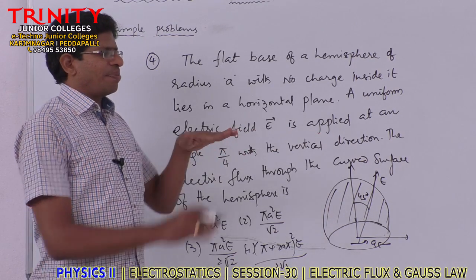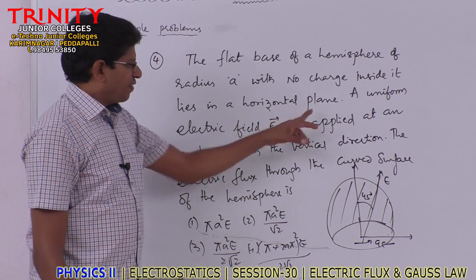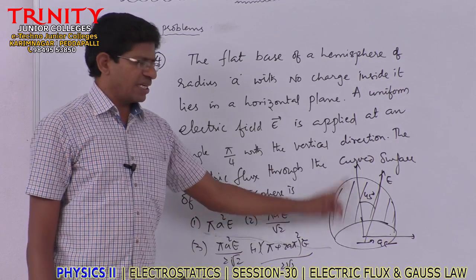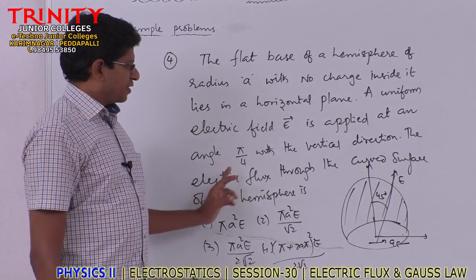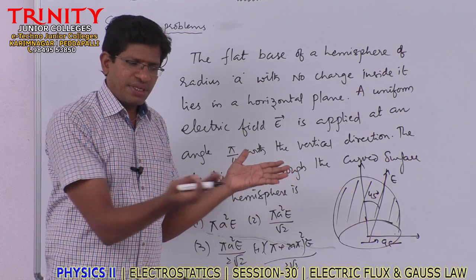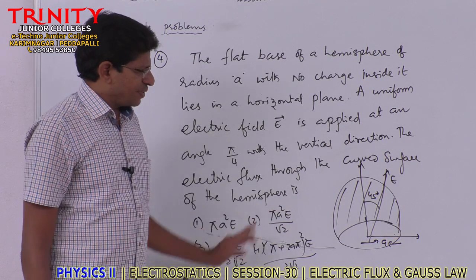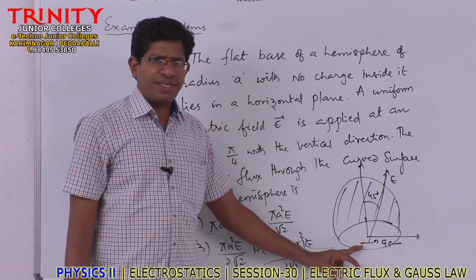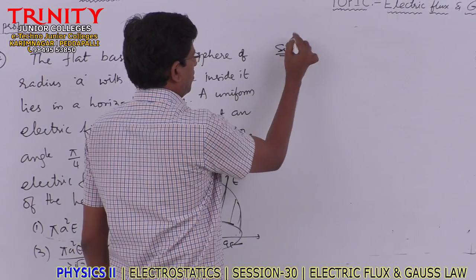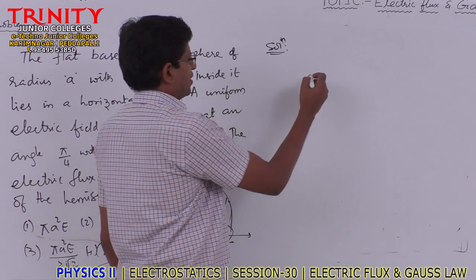So this is a horizontal plane on which the hemisphere is situated, right? A uniform electric field is applied at an angle of 45 degrees, pi by 4, with the vertical direction. The electric flux through the curved surface is, so the hemisphere has a curved surface and the flat base, try to understand. The options are given and the diagram is also provided. Let me read out the diagram and explain something deep here. Not only this question, I will answer one more question related to this.